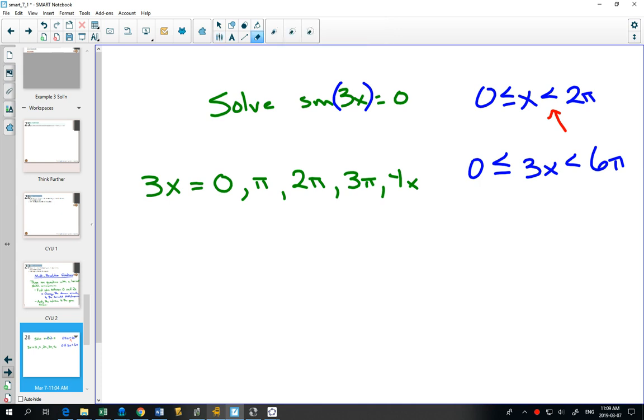That does not look like a pi. Here we go, 4 pi. Third time around, 5 pi and 6 pi. And this is where that 17% could get taken into account. If you didn't pay attention to the fact that 2 pi is not included, which means that 6 pi is not included, this one doesn't get included in our answer.